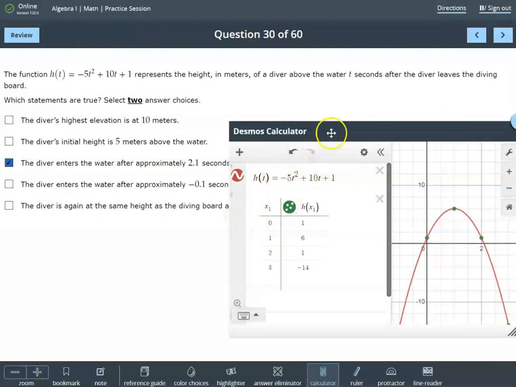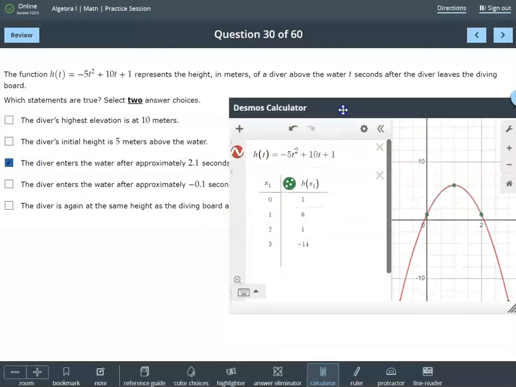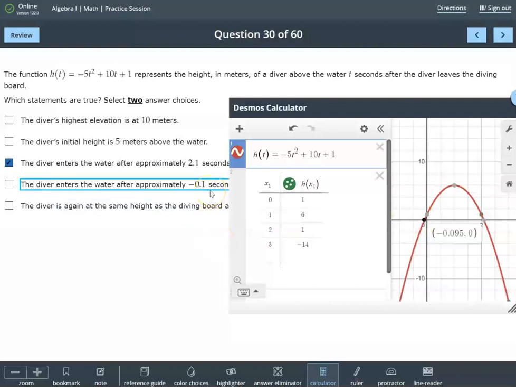The diver enters the water after approximately negative. Well, first of all, over here, this might be a true point on the graph, but it's outside the context. So a negative time does not make sense. So hopefully your students wouldn't pick that one.